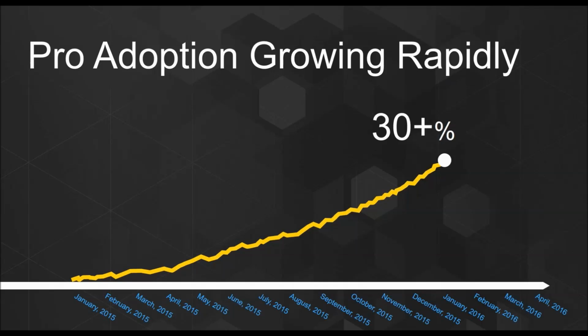Pro adoption is growing rapidly, and it's something I try to use where I can. It's a really nice interface, really nice to use, and I find it a bit more intuitive than ArcMap. But that being said, there are things that can be done in ArcMap that can't be done in ArcGIS Pro, and I revert to ArcMap when necessary.